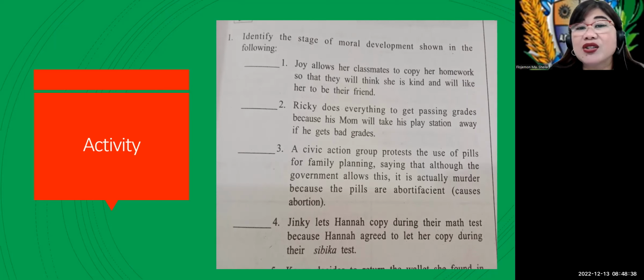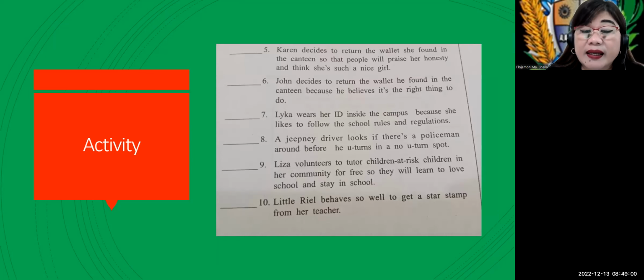So this time, I want you to answer these 10 questions about Kohlberg's moral development. These are situations in which you are going to identify at what stage of moral development is shown in every situation. There are 10 questions, 10 situations. I want you to answer. Your answer will be posted in our Google Classroom.